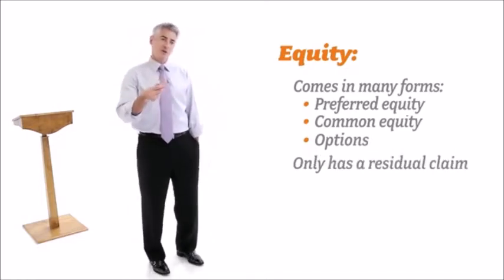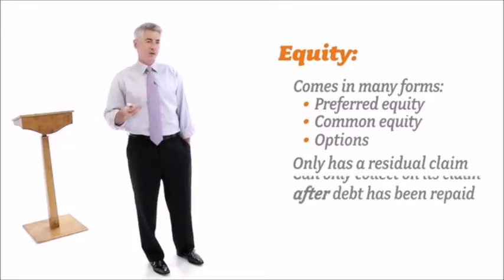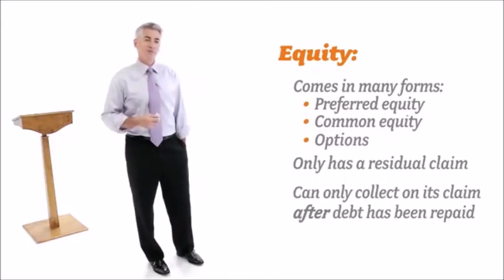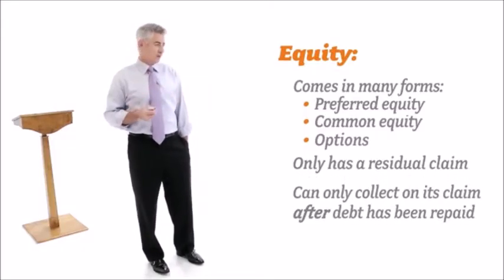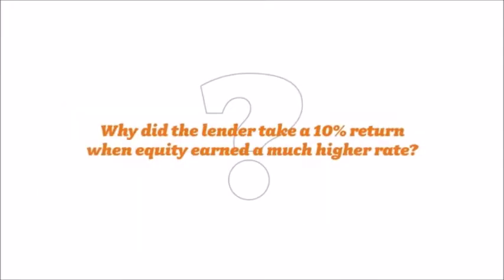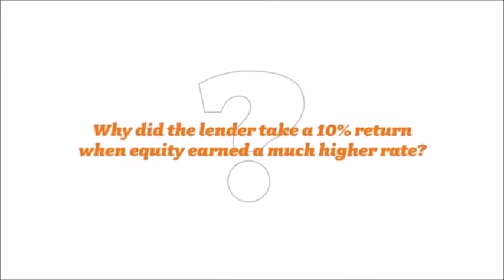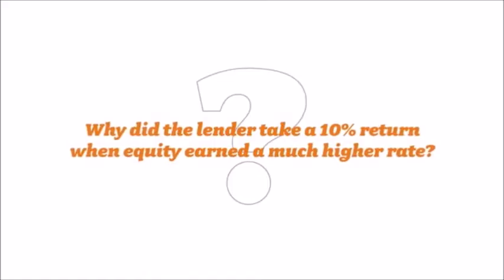Now the good thing about the residual claim is that as the business grows in value, you don't owe your lenders anymore, but all that value goes to the stockholder. So the question is, why was the lender willing to take only a 10% return when the equity earned a much higher rate of return?